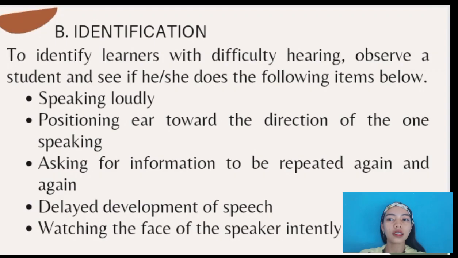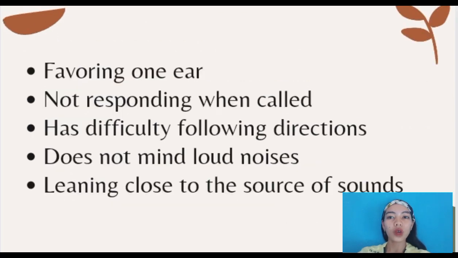So next is its identification. To identify learners with difficulty hearing, observe a student and see if he or she does the following items below: speaking loudly, positioning ear toward the direction of the one speaking, asking for information to be repeated again and again, delayed development of speech, watching the face of the speaker intently, favoring one ear, not responding when called, has difficulty following directions, does not mind loud noises, leaning close to the source of sounds.